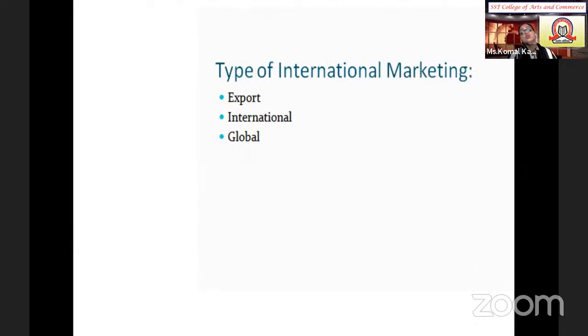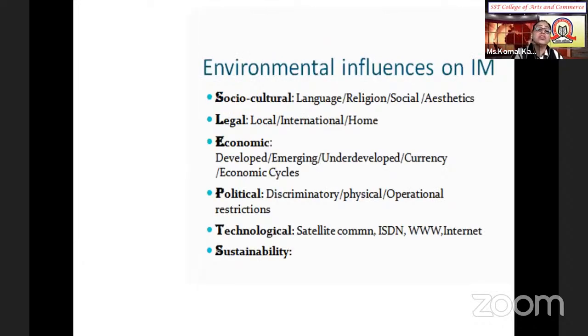We simply can go for exports or internationalization of a product or globalization of product. I would like to add something to this: there are three ways of going international. One is simply exporting the product. Second is importing the product. And third is re-exporting the product, that is buying from one nation and selling in another nation.